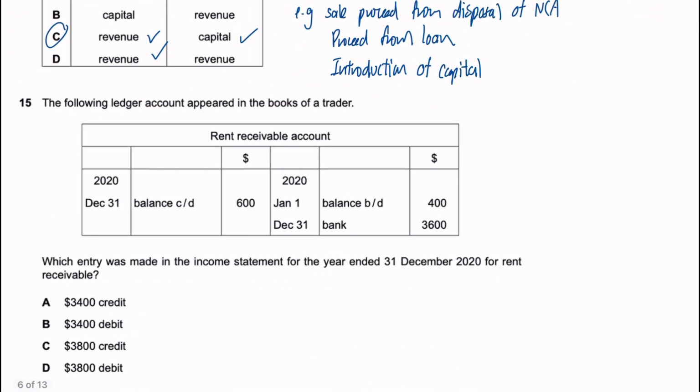Okay, question 15. The following ledger account appear in the books of a trader. Rent receivable account. This one is an income account. Which entry was made in the income statement for the year ended 31st December 2024?